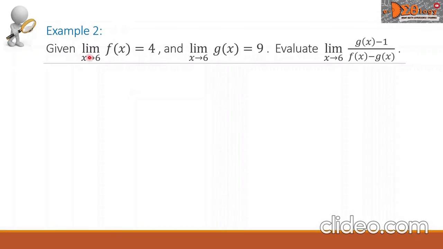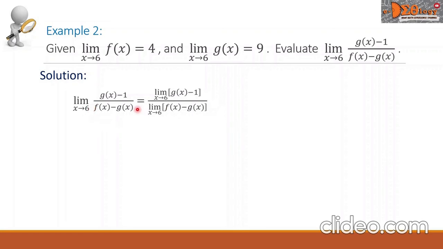Example 2. Given the limit of f of x as x approaches 6 equals 4, and the limit of the function g of x as x approaches 6 equals 9. Let us evaluate the limit of this rational function, g of x minus 1 all over f of x minus g of x as x approaches 6. Let us copy the problem down here. Now, let us show that we're going to take the limit of the numerator and denominator respectively. So we write like this.